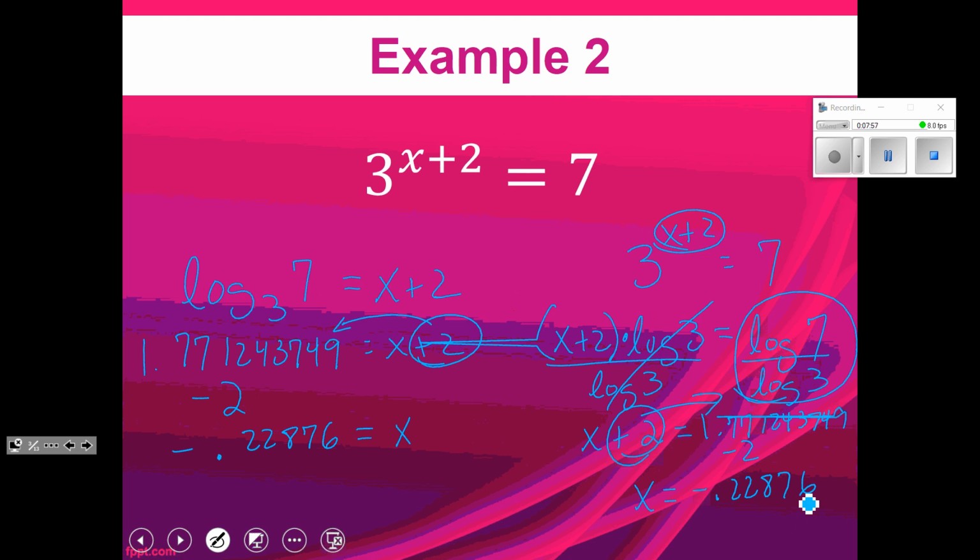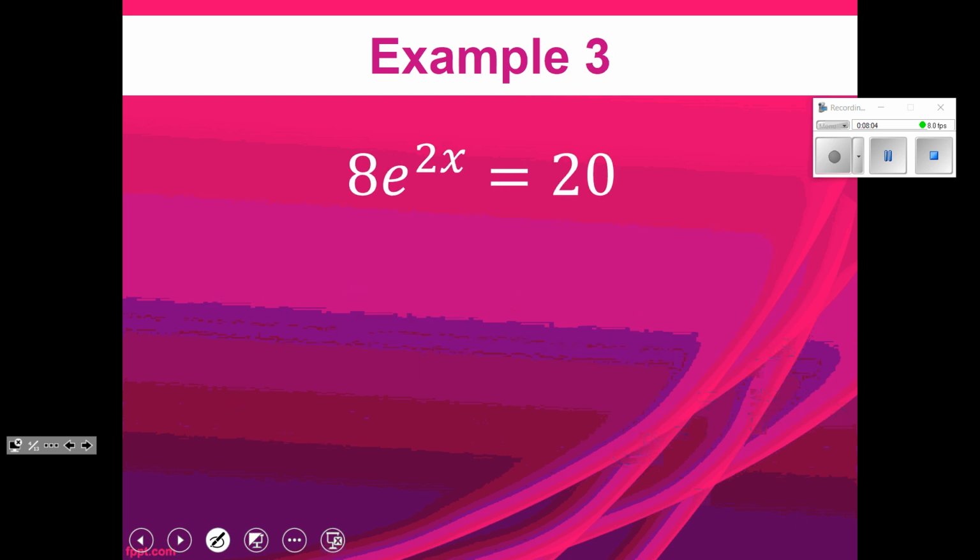Any questions on that? Everybody's good? Okay. So what's different about this one? It's got an e, so we know instead of a log, we're going to take a ln. You could take a log base e of e, that would be fine, but properly we don't do log base e of e. We just say ln of e. But before we do that, you need to isolate it.